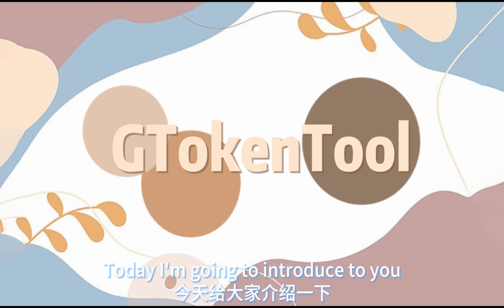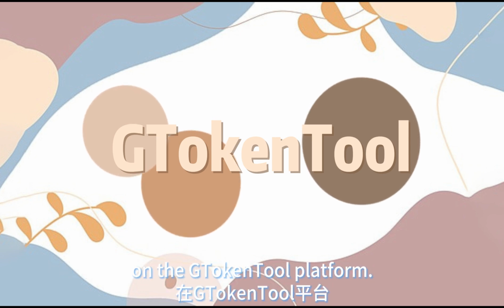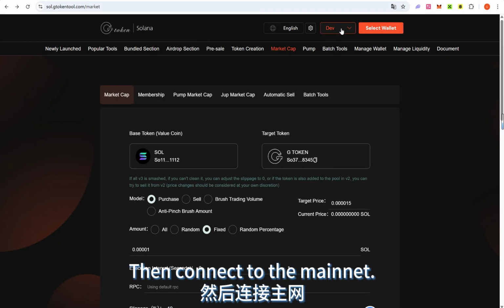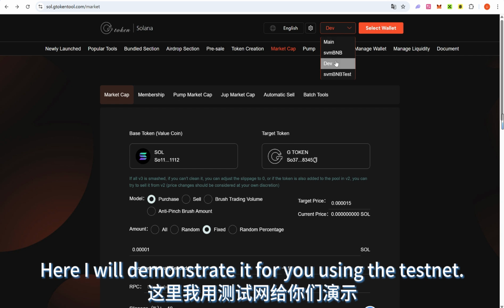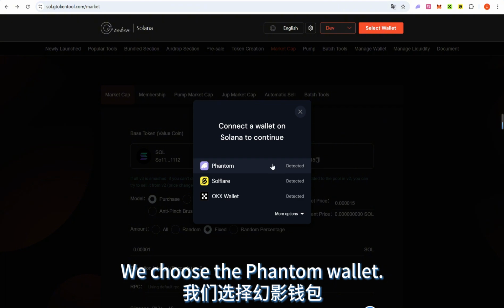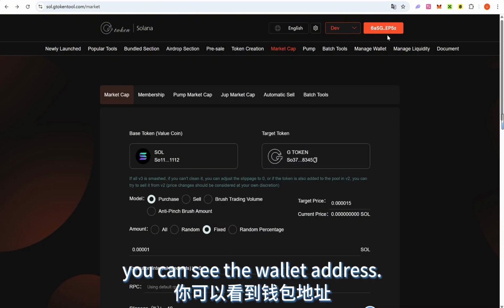Today I'm going to introduce to you how to use the market cap management robot on the GTokenTool platform. First we come to the market cap page, then connect to the mainnet. Here I will demonstrate it for you using the testnet. Next connect the wallet. We chose the Phantom wallet. After a successful connection, you can see the wallet address.